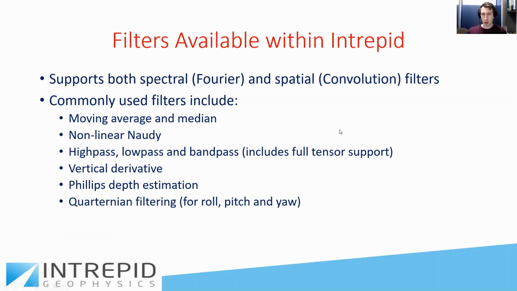So Intrepid supports both spectral and spatial filters, and supports most commonly used ones like your moving average, nonlinearity, high pass, low pass, vertical derivatives, and reduction to poles.